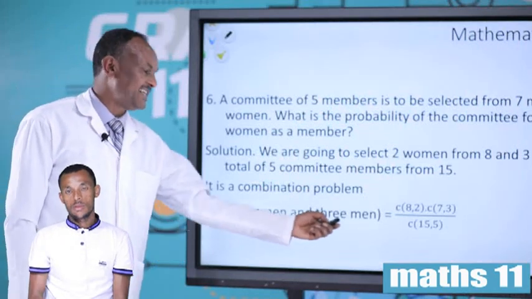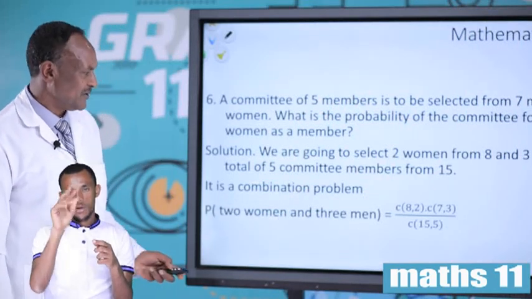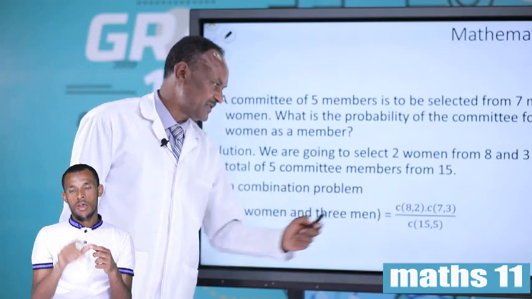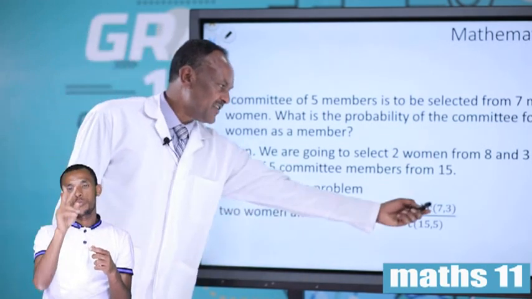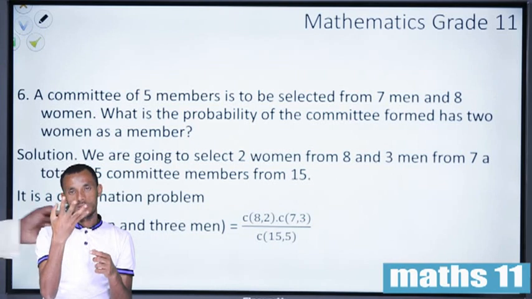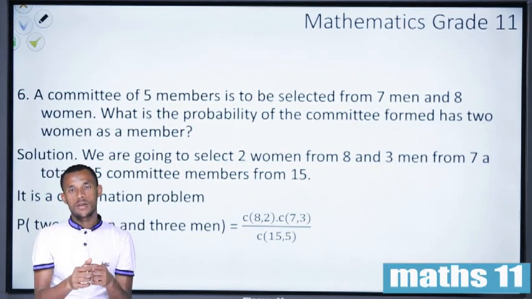Probability of 2 men and 3 men. The numerator: out of 8 women, we have to select 2. Out of 7 men, we have to select 3. And divide by total possible outcomes.